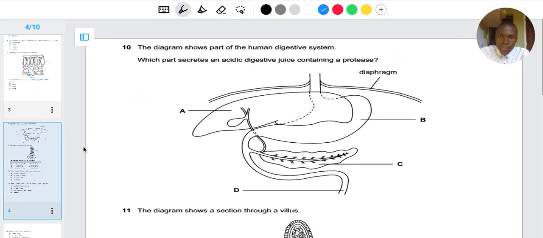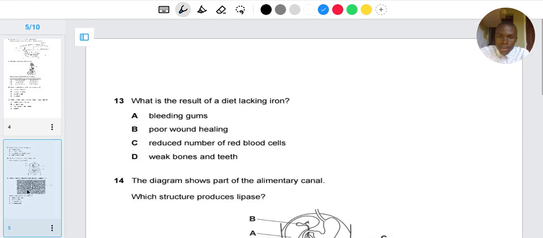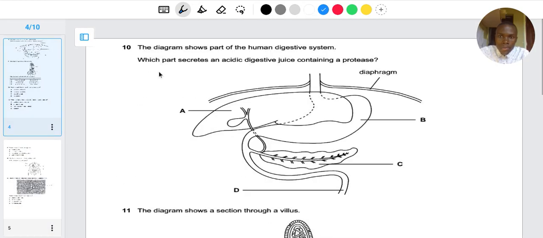So the next question, we have this one, it says the diagram shows part of the human digestive system. Which part secretes an acidic digestive juice containing protease? Protease is an enzyme that digests proteins, and this one is producing an acidic digestive juice. An example can be hydrochloric acid. So hydrochloric acid is produced by the stomach.